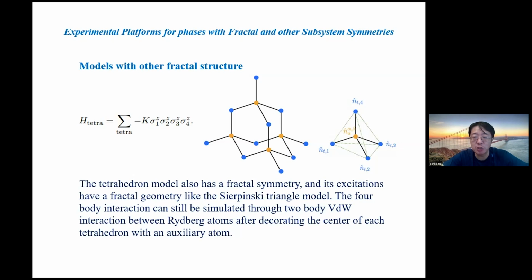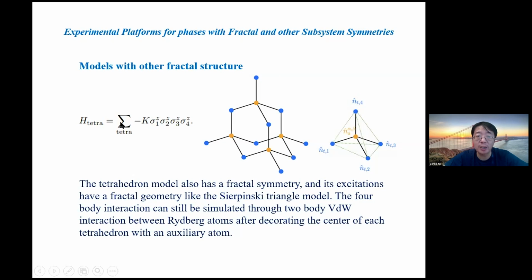Like this is the tetrahedron model. It's defined on a tetrahedron lattice. Actually, more precisely, it's a stacked triangular lattice. So the sigma are defined on the vertices of the tetrahedron. But when we try to simulate this model, we also decorate every tetrahedron with an extra atom. Then we can simulate this model through only 2-body interaction, which again can be engineered through the van der Waals interaction of the atoms.